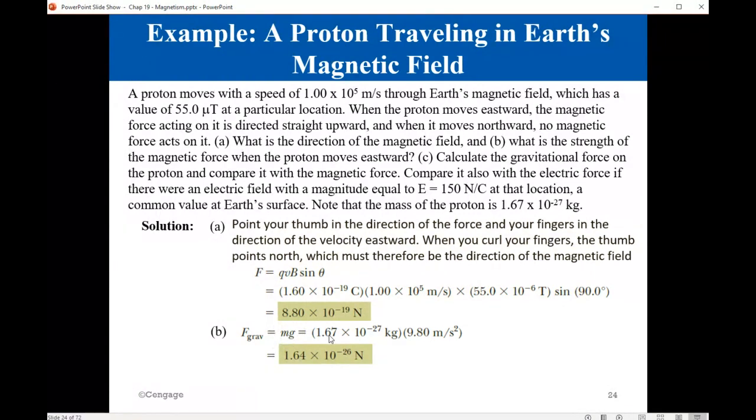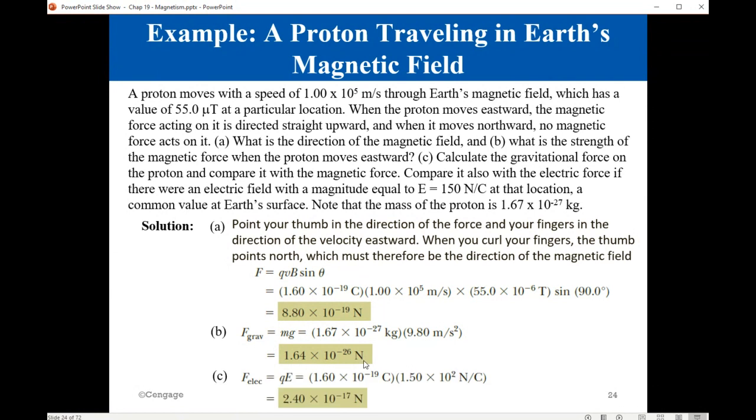Then for gravitational force, F is equal to mG. The mass of the proton is 1.67 × 10⁻²⁷ kilogram, and G is 9.8. So the gravitational force is 1.64 × 10⁻²⁶ Newton. Finally, the electric force is QE. This is Q for one proton multiplied by E. The answer is 2.4 × 10⁻¹⁷ Newton.